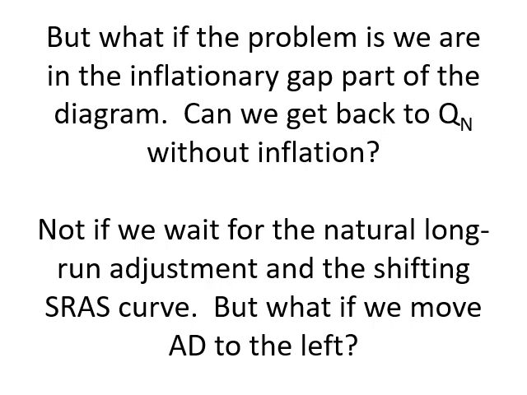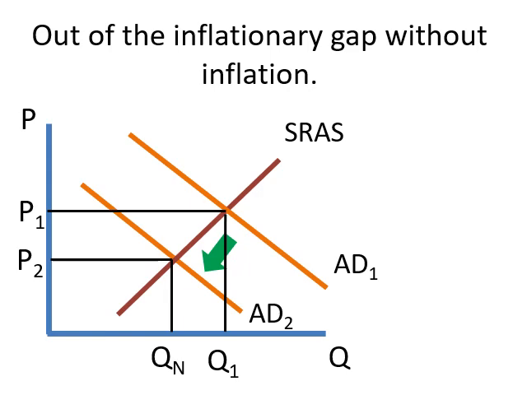Is there a way to get out of the inflationary gap without inflation? There is. What if instead of waiting for the short-run supply curve to shift to the left because of higher wages, we preemptively moved aggregate demand to the left? That would look like this. And so you see we're in Q sub n in the inflationary gap, and hey, we got out of the inflationary gap, we got back to Q sub n, we didn't even get inflation. In fact, if anything, prices are going down.